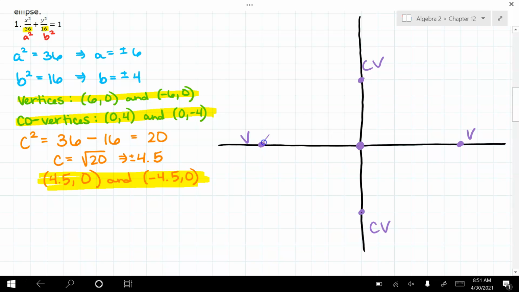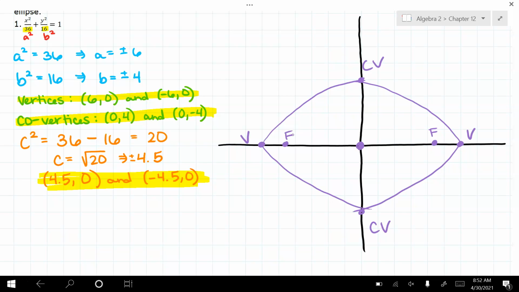This would be the top half, and there's the bottom half. So you could go ahead and sketch that in, and then just graph those focus points. So 4.5, 0, so you're going to go over 1, 2, 3, 4.5 to the right, and that's one of my foci. So I put a little F next to it, and then I go negative 1, 2, 3, 4.5. As you start graphing these, it's not required that you label them V for vertices, CV for co-vertices. I'm just showing you where those points are on this ellipse so you can see.